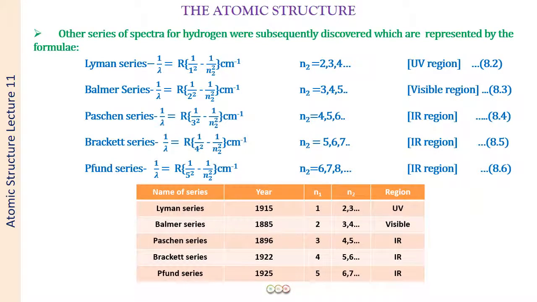So here is the chart showing all this. We have the name of the series, the Lyman, the Balmer, Paschen, Brackett and Pfund, the year these series were discovered, then n1 being for Lyman 1, Balmer 2, Paschen 3, Brackett 4, Pfund 5, and n2 from the next integer up to infinity, and then the region.